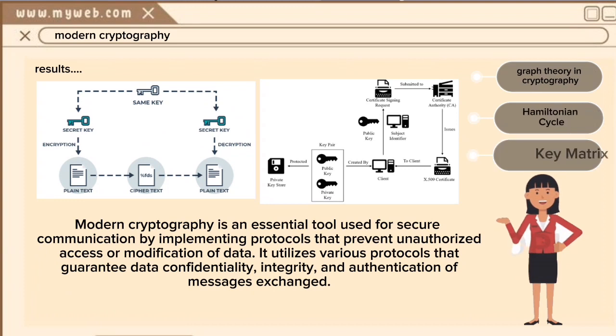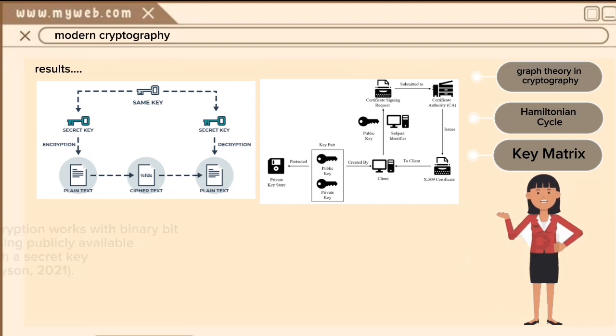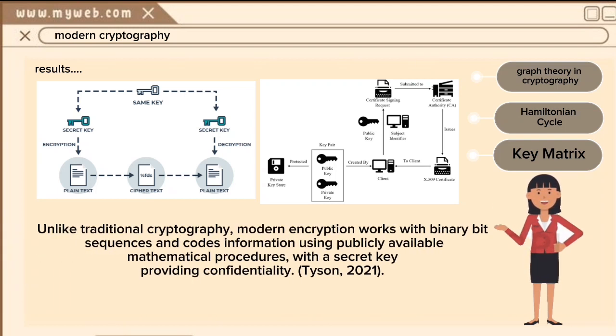Modern cryptography is an essential tool used for secure communication by implementing protocols that prevent unauthorized access or modification of data. It utilizes various protocols that guarantee data confidentiality, integrity, and authentication of messages exchanged. Unlike traditional cryptography, modern encryption works with binary bit sequences and codes information using publicly available mathematical procedures, with a secret key providing confidentiality.